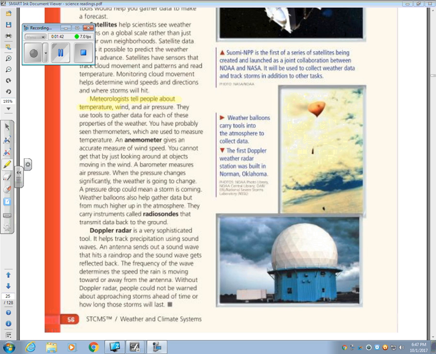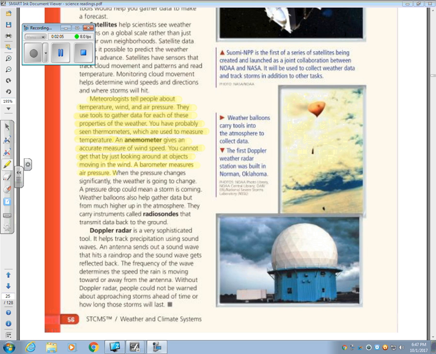Meteorologists tell people about temperature, wind, and air pressure. They use tools to gather data for each of these properties of the weather. You have probably seen thermometers, which are used to measure temperature. An anemometer gives an accurate measure of wind speed. You cannot get that by just looking around at objects moving in the wind.